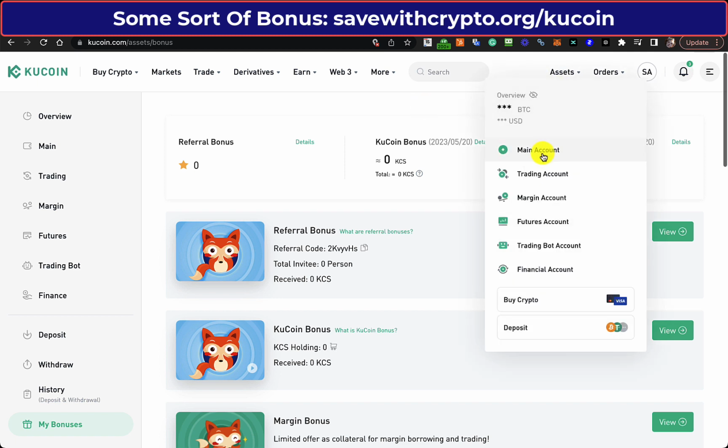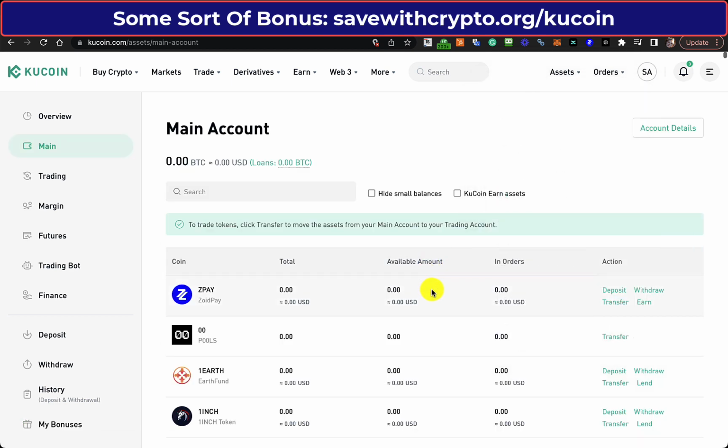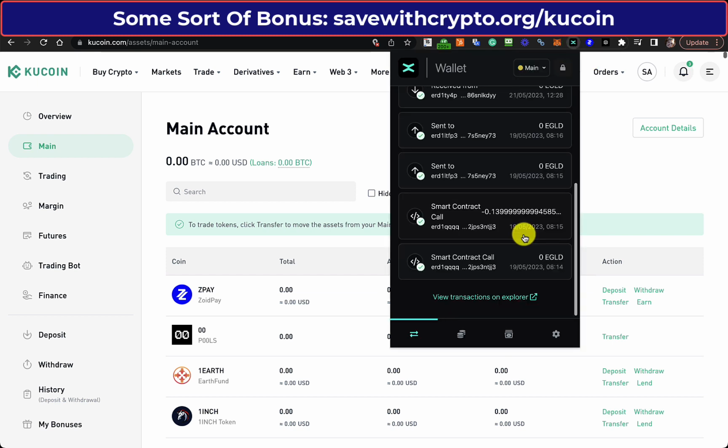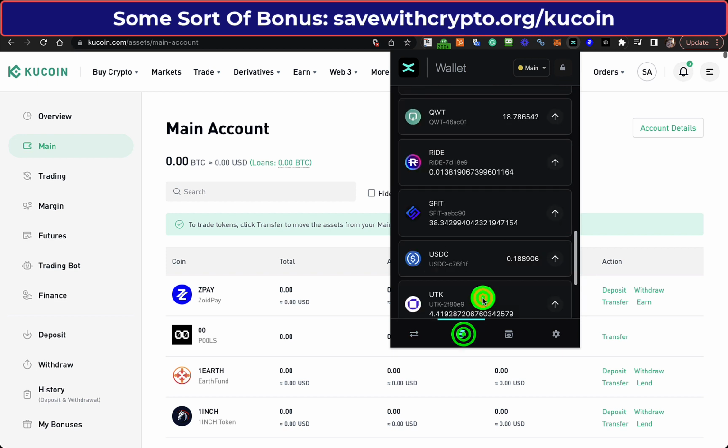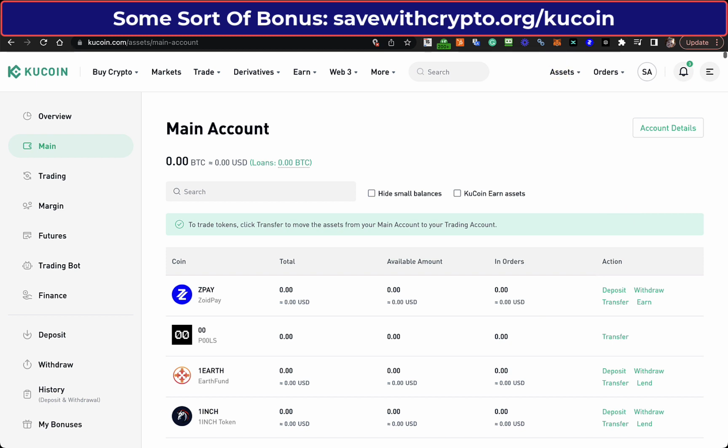Now, the question is, has that gone? I've got nothing in there, so I would assume so. Let's have a look at the wallet. It's a little bit scary. Where's it gone? Oh, okay. Right, so here it is. ZoidPay, 29,054. Cool. Excellent. Now I just need to decide what I'm going to do with it.